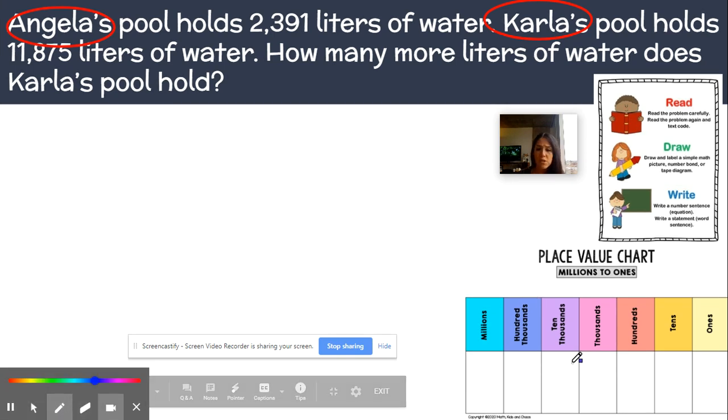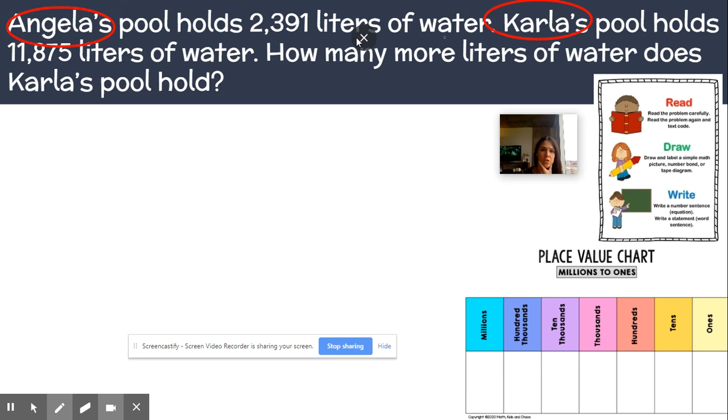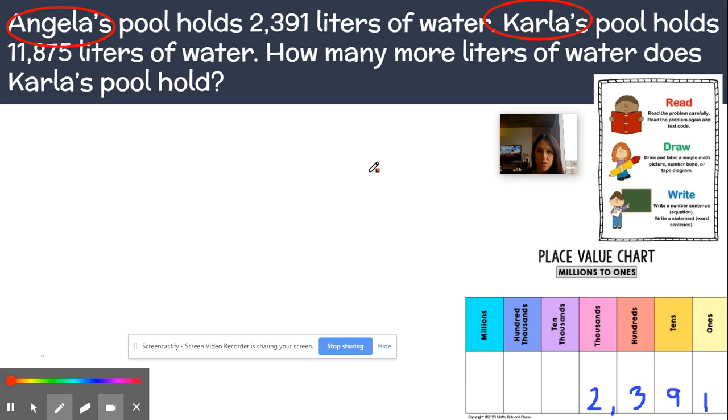So the first thing I'm going to do is start with Angela's pool. So Angela's pool holds 2,391. So I'm going to start with my thousands place value. So I have 2,391. Okay, and then now I'm going to write Carla's number. So Carla has 11,875. So what do I notice about these two numbers?